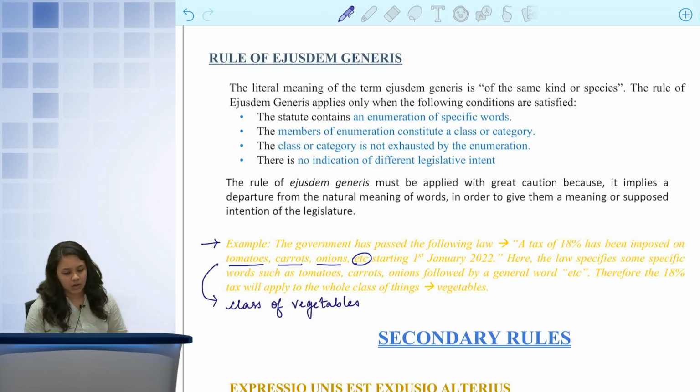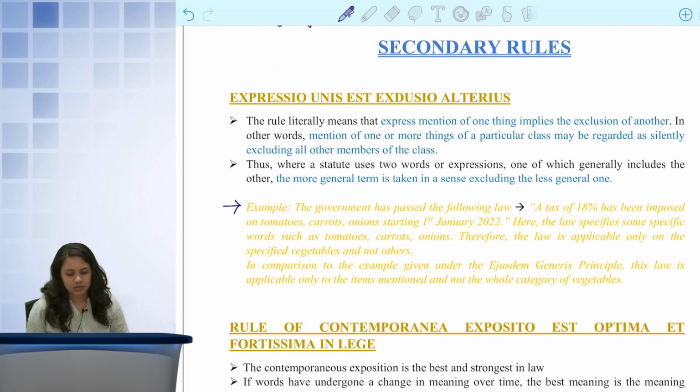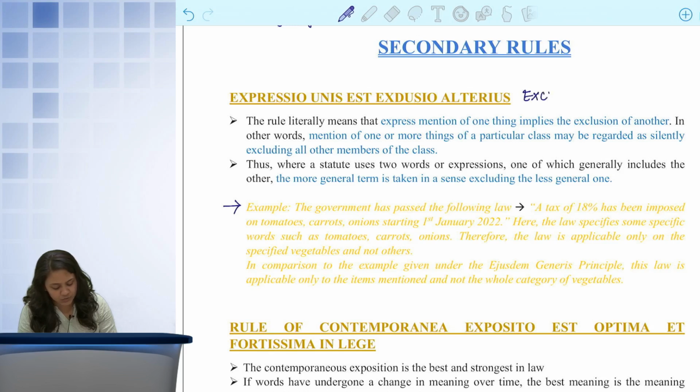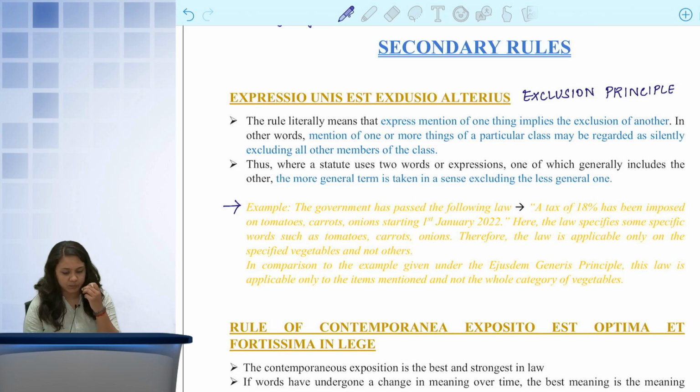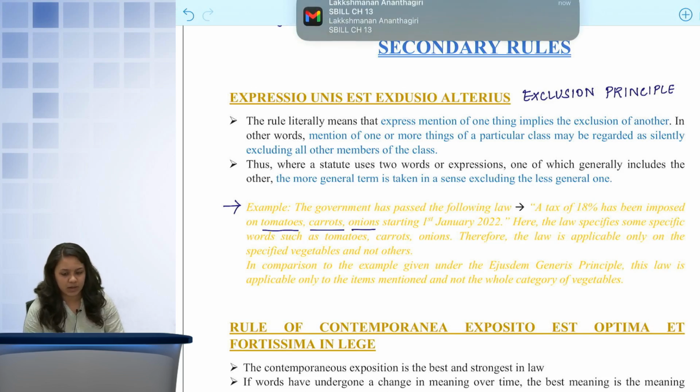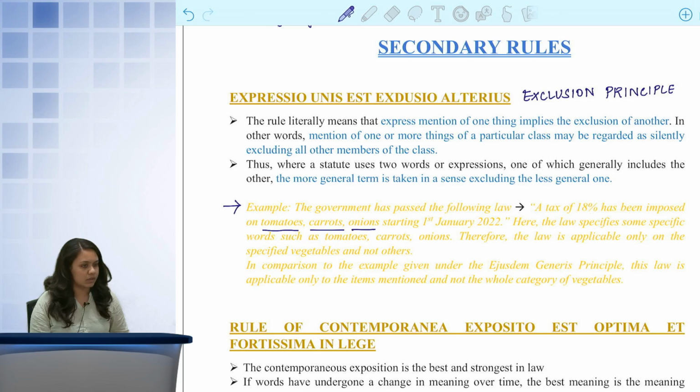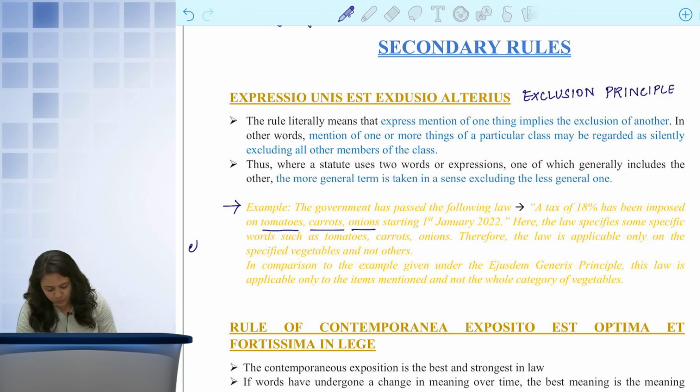Okay, so after keeping this in mind, we'll come down to the second principle, that is the expressio unius est exclusio alterius. Remember, for the purpose of easier studying, I call this the exclusion principle. Now let's look at the example under this one. The same tax of 18% has been imposed on tomatoes, carrots and onions starting from 1st January 2022. So what is the difference between the previous sentence that we had read and the current sentence that we are reading? The use of the word etc.